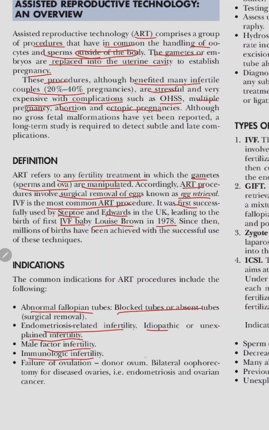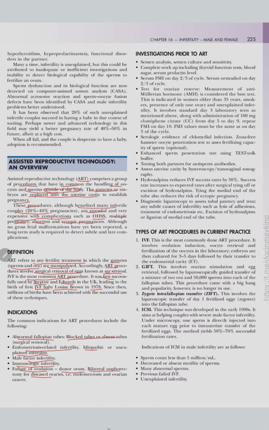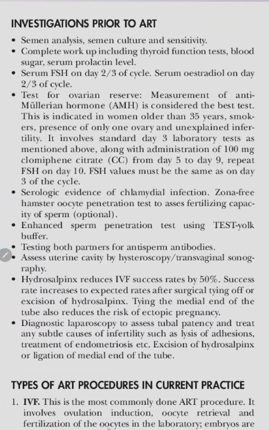infertility, immunologic infertility, and failure of ovulation, where donor ovum can be used. Bilateral oophorectomy for diseased ovaries. Investigations prior to ART: semen analysis, culture and sensitivity. Complete workup including thyroid function tests, blood sugar, serum prolactin level, serum FSH on day 2 or 3 of the cycle, serum estradiol on day 2 or 3 of the cycle. Test for ovarian reserve, like anti-Mullerian hormone measurement, is considered the best test. It is indicated in women greater than 35 years old, smokers, presence of only one ovary, and unexplained infertility.